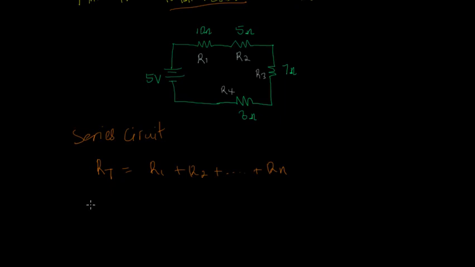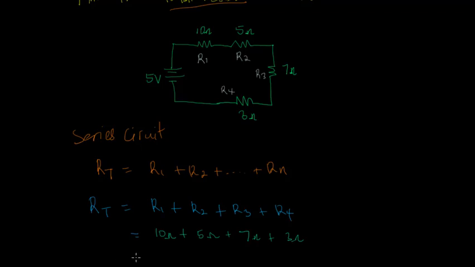So we'll say RT is equal to R1 plus R2 plus R3 plus R4, and then we can substitute our values in. So the value of R1 is 10 ohms, plus R2 is 5 ohms, R3 is 7 ohms, and R4 is 3 ohms.